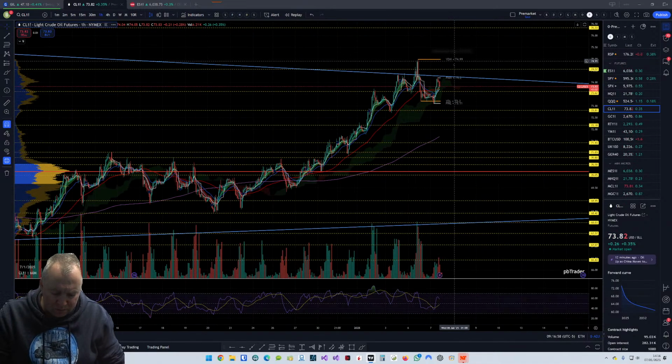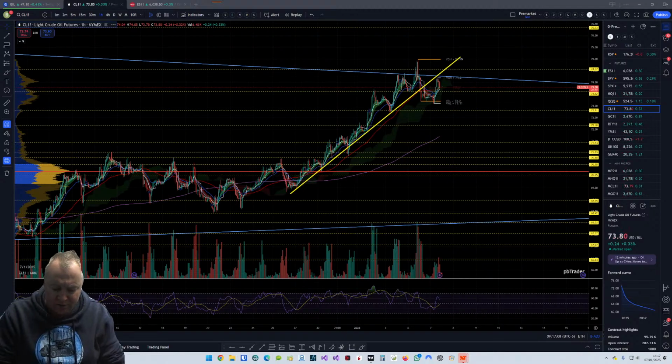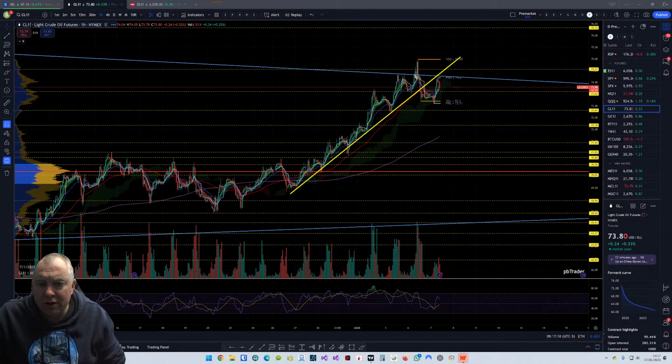Is this a head and shoulders pattern? So let's just draw the trend line in. That's not a very good trend line. Let's just start it here, just a rough area. You can see that area there. Broken the trend, came back up. Look at that. Retested the trend and retested this trend line, the daily one as well.